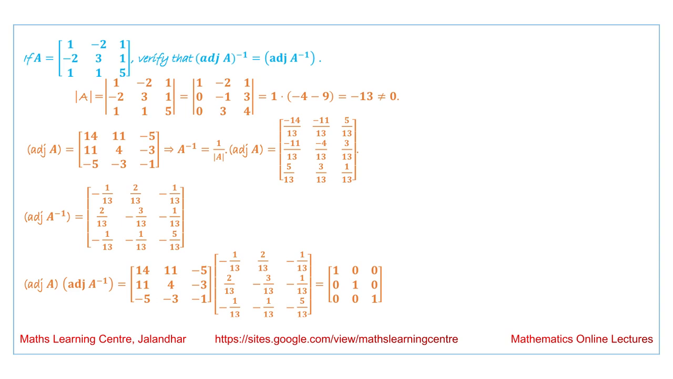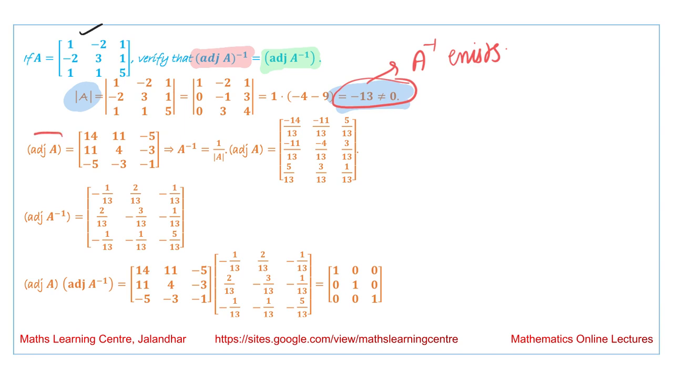The next question is, if this matrix A is given, we have to verify that adjoint of A inverse is equal to A inverse adjoint. To calculate the value of A inverse, first we are going to calculate the determinant of A, and it comes out to be -13, which is not equal to 0. So we can say that A inverse exists.